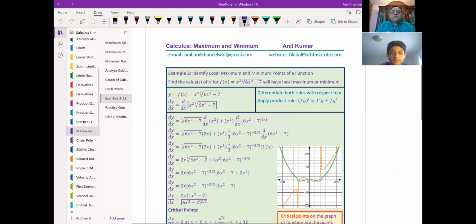Find the values of x for this function where f of x will have local maximum minimum. So you have to find local maximum minimum for this function. Now, can you do this derivative? We have f of x as x squared, and the other product is cube root of 6x squared minus 7. Try it out, and then we'll discuss.